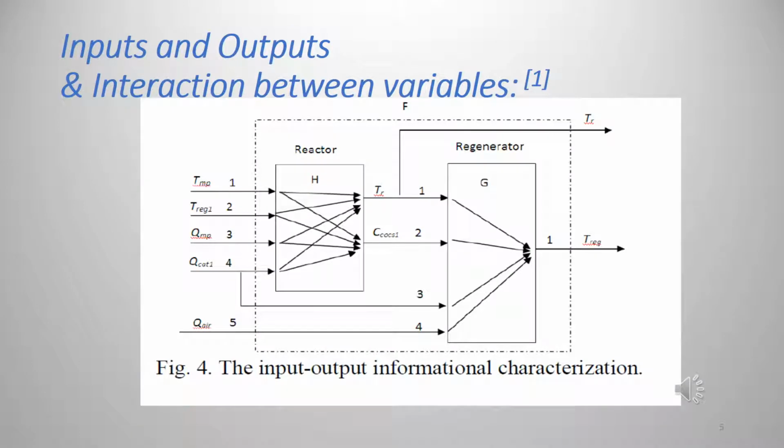Here in this slide, the input-output model is shown. The identified model has 5 inputs and 2 outputs, and the interactions between variables are also shown in this diagram. The model is an identified model. It has been developed from step response of the system.